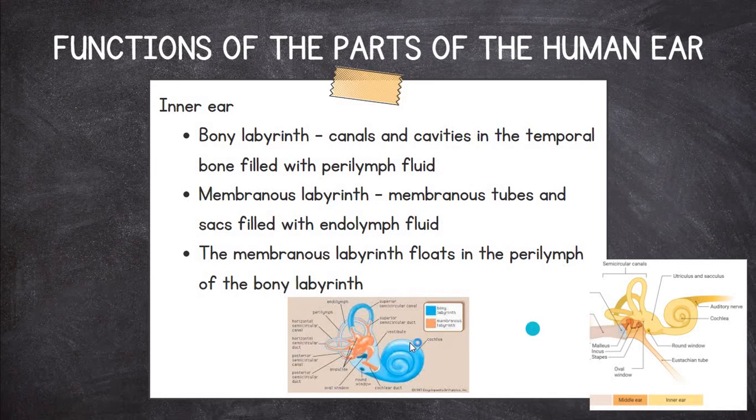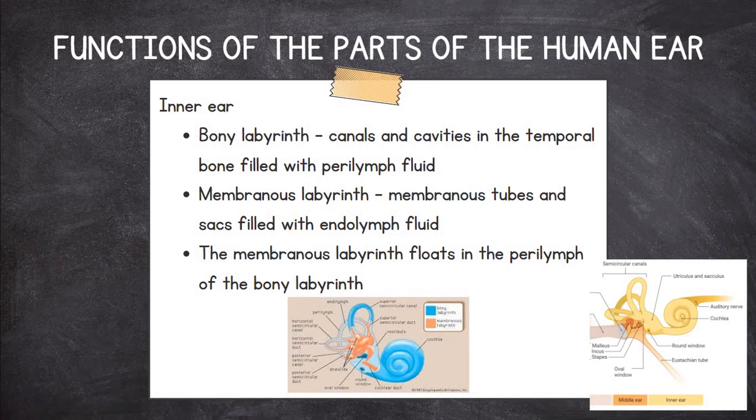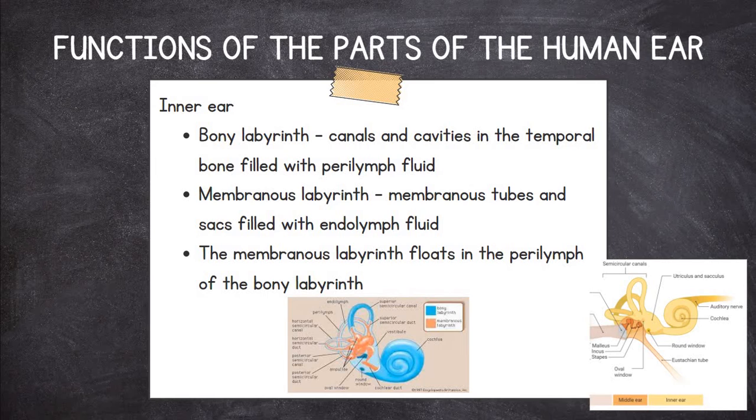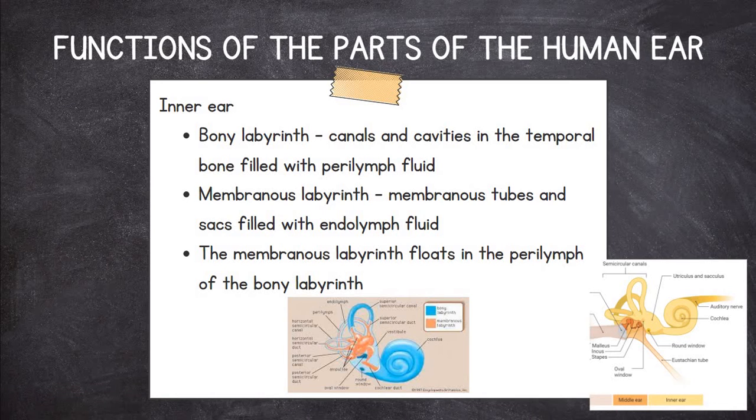So in this little diagram you can see that the bony labyrinth is indicated in blue, and it contains the perilymph, and the membranous labyrinth is indicated in a reddish, orangey, pinkish color, and it contains the fluid endolymph. But here you can see that the membranous labyrinth actually floats inside of the fluid of the bony labyrinth, so inside that perilymph. Okay.